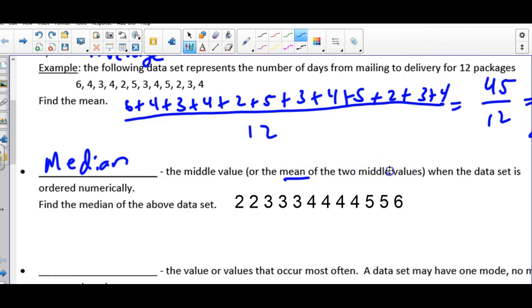You add them up and divide by 2, when the data set is ordered numerically. So I took this set and put it in numerical order. Again, it's 12 items, so that means I have an even data set. Counting 1, 2, 3, 4, 5, 6, I have 2 medians. If I add them up, 4 plus 4 is 8, and 8 divided by 2 is 4. So my median in this case is 4.